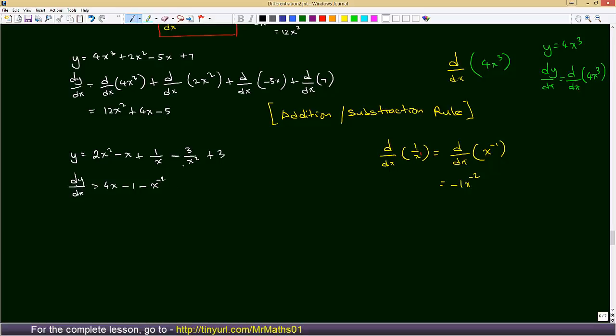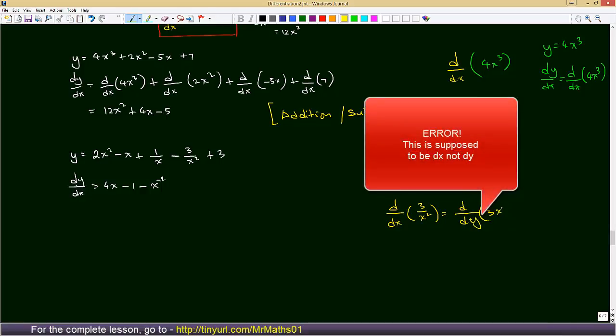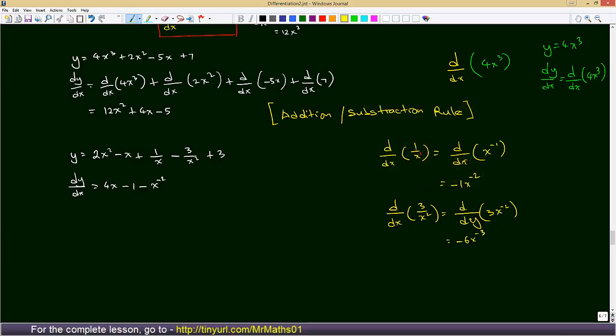And what about this one? The same, identical to the first situation. That is equal to 3 times minus 2, which is minus 6, x to the power of minus 3, plus 3.